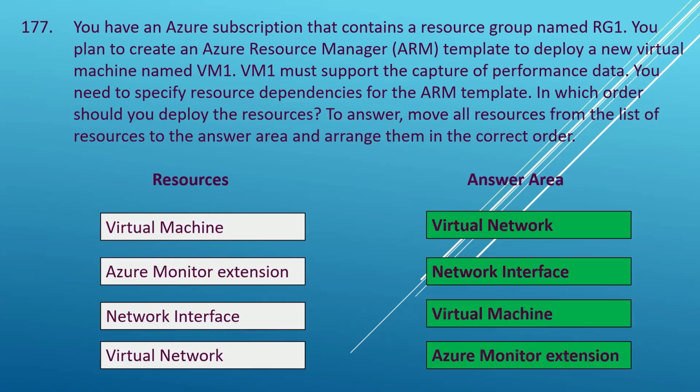And the correct answers are now on your screen. First two steps should be crystal clear to you. If you watched the previous part, you first need to create the virtual network, followed by the network interface, and then you create the virtual machine. Finally, you will install the Azure Monitor extension to support capturing the performance data. This order ensures that the necessary network and interface components are created before the virtual machine, and the extension is installed after the VM is created to support capturing the performance data.